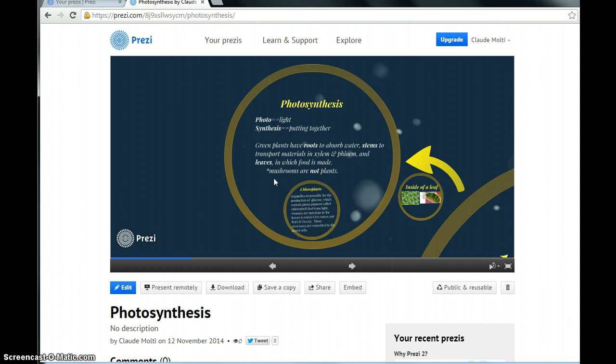Mushrooms are not plants. Please remember that mushrooms are fungi. They're not plants. They cannot make their own food. They are not autotrophic. They're not autotrophs. Okay? They're heterotrophic, which means you have to go and get your food.